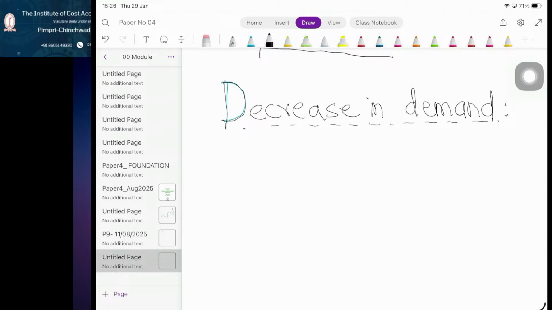Okay, once you write the decrease in demand, please draw the graph. Draw a graph which shows decrease in demand.